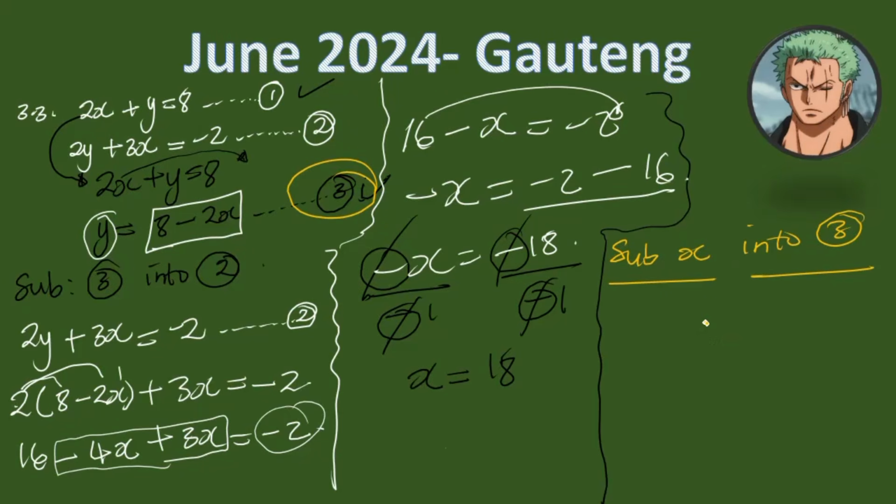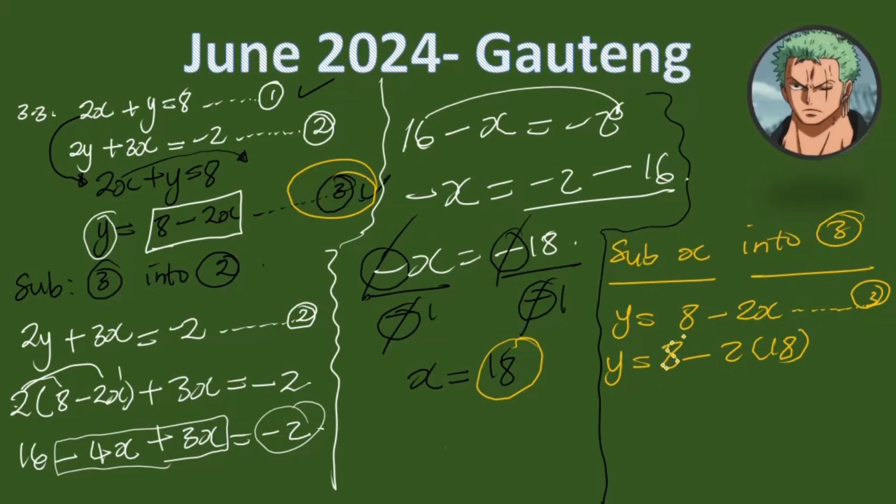Right, I'm directing the marker. I want him to see what I am doing. So I keep on writing the steps. Sub x into 3. So I write down equation 3. What is equation 3? y is equal to 8 minus 2x. And I show him, this is equation 3. Then I say y is equal to, where I see x, I substitute with 18.